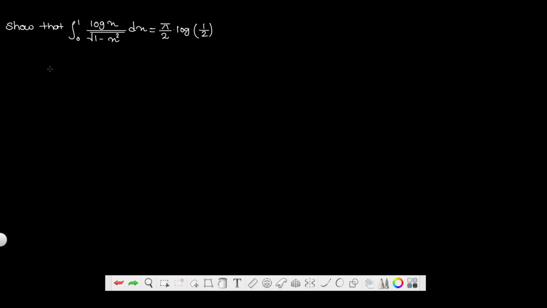Hello everyone. Our problem is to show that the integral from 0 to 1 of log x over the square root of 1 minus x square dx equals pi over 2 times log of 1 over 2.